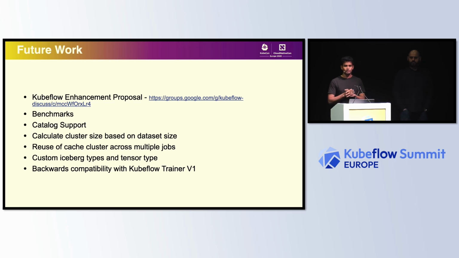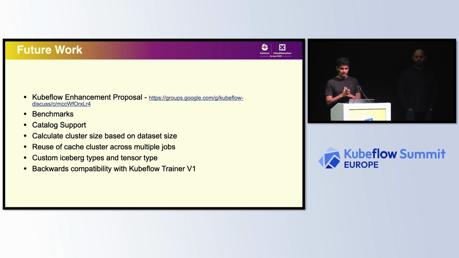So, regarding the future work, we have proposed an enhanced KEP with the Kubeflow community, which we shared with the community, and we are soliciting feedback. And we're also working on benchmarks. As a next step, we also want to support accessing datasets via catalog. Right now, as an example, I just showed how easy it is to access via a static table, but we want to support catalogs. And we also want to support calculating the cluster size based on dataset size without requiring users to configure the size of the cluster manually using the train job SDK.